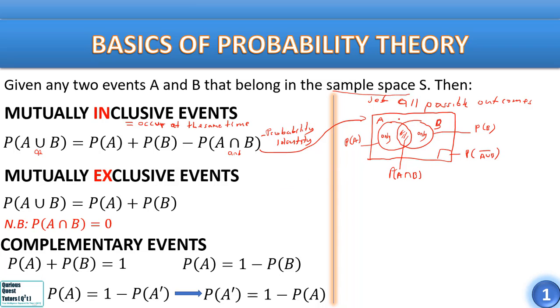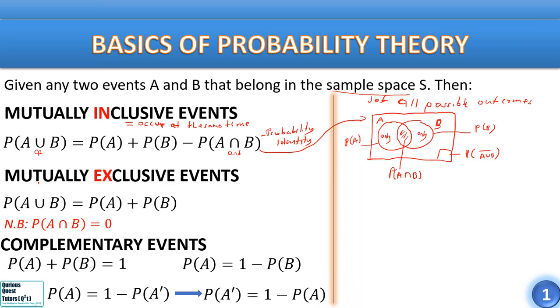So I want you to always associate this diagram with this formula. Whenever you think about mutually inclusive events, that means there will be the point here, which is called the intersection or the probability of A and B, and the Venn diagram would always look like that.